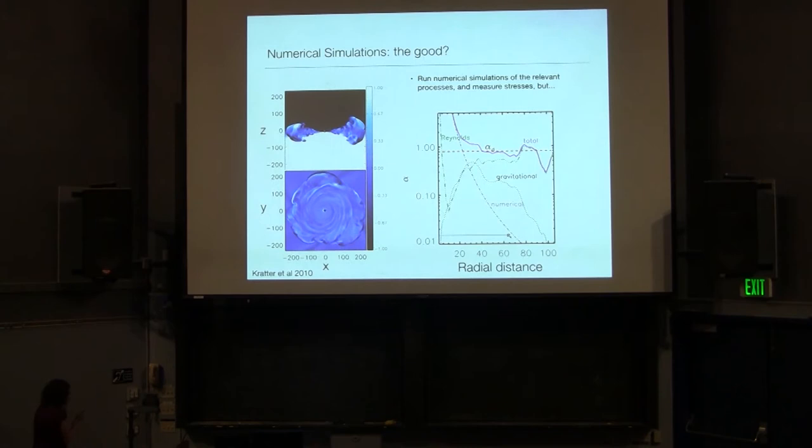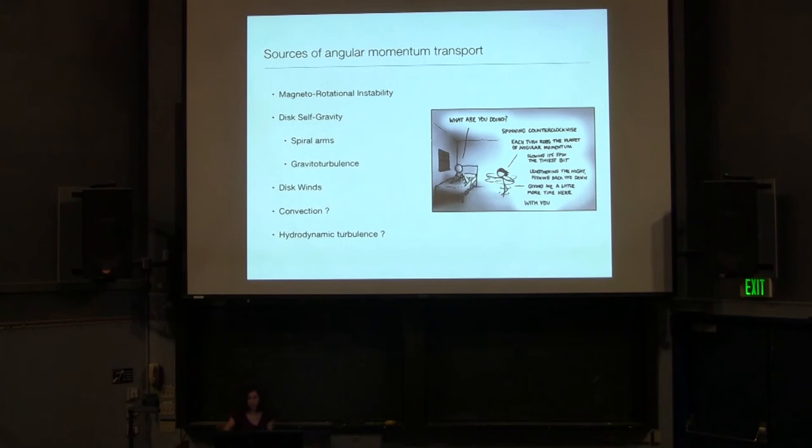So what are the actual sources of angular momentum transport? I outlined these at the beginning. So I'll go through the MRI briefly, and disk self-gravity, both the contributions from spiral arms and from gravito-turbulence. I will mention disk winds. I will not mention convection and hydrodynamic turbulence, both of which have been argued to transport angular momentum by some authors and not by others. If anyone else in the room wants to contribute on those two topics, that would be great.